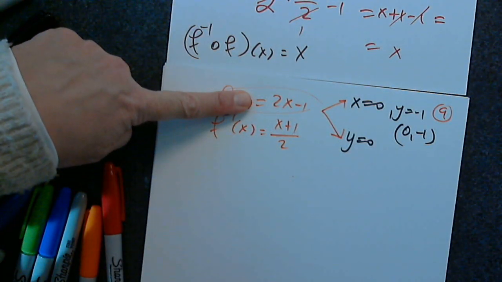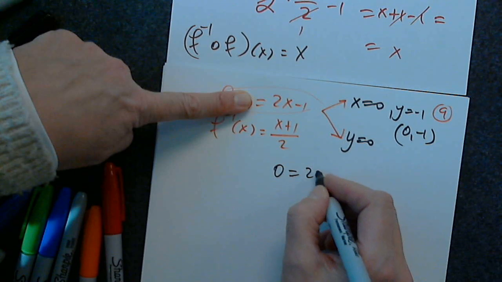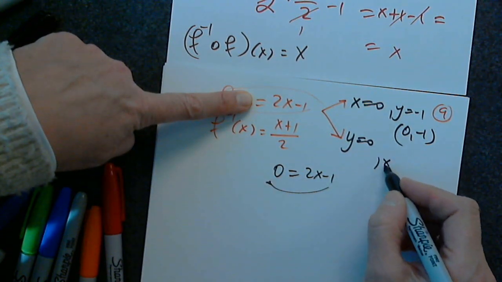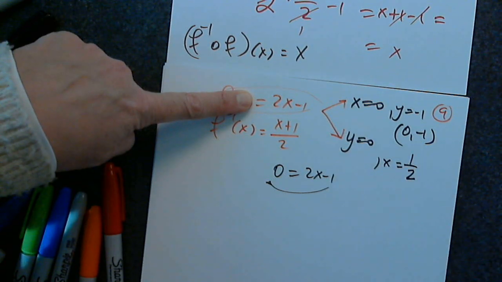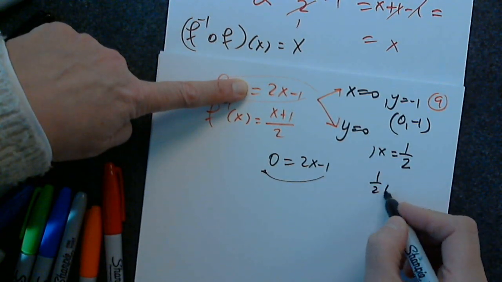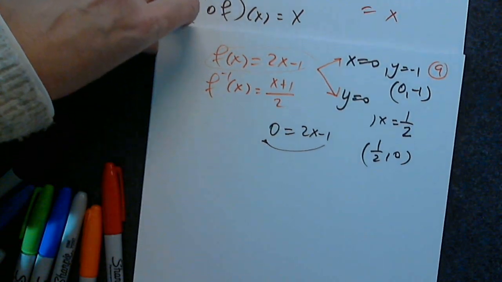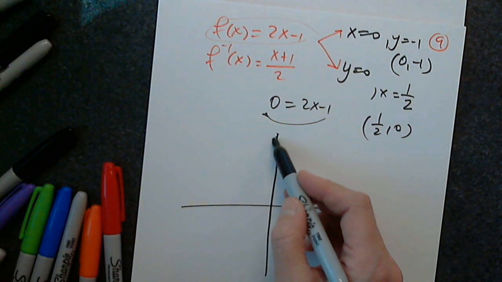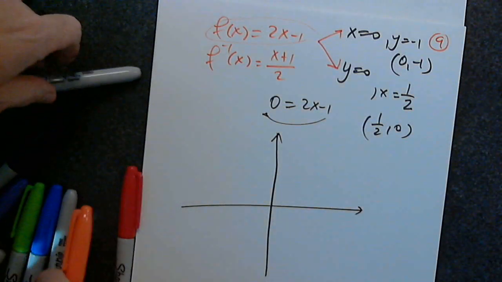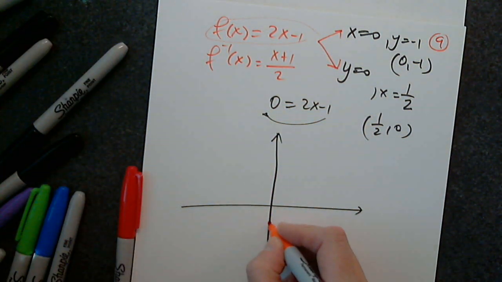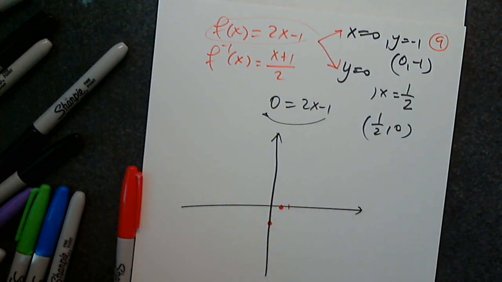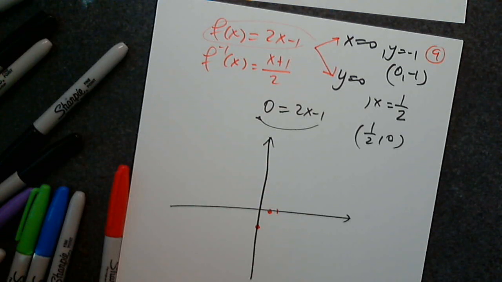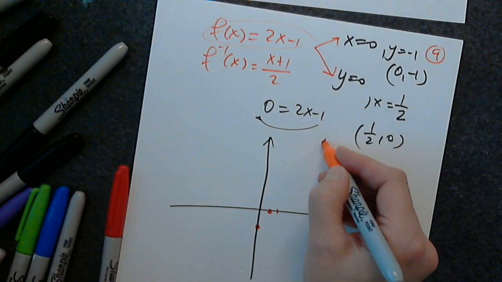Now when y is 0, 0 equals 2x minus 1. I move on to the other side, and I get that x equals 1/2. So the two ordered pairs are 0 comma negative 1 and 1/2 comma 0. We're going to graph them. Would you agree? Do you agree with the x and y intercepts? Yes? Okay, I'm going to graph.